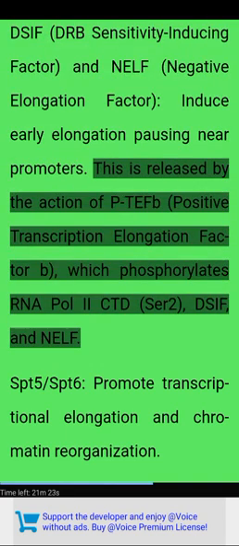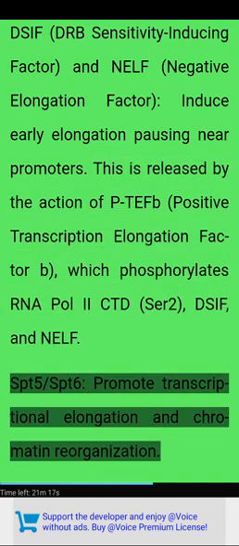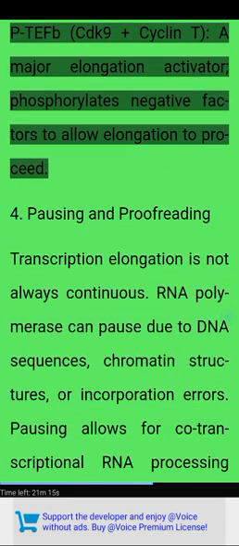This is released by the action of P-TEFb, positive transcription elongation factor B, which phosphorylates RNA Pol II CTD, Ser2, DSIF, and NELF. SPT5 and SPT6 promote transcriptional elongation and chromatin reorganization. P-TEFb, CDK9 plus cyclin T, a major elongation activator, phosphorylates negative factors to allow elongation to proceed.